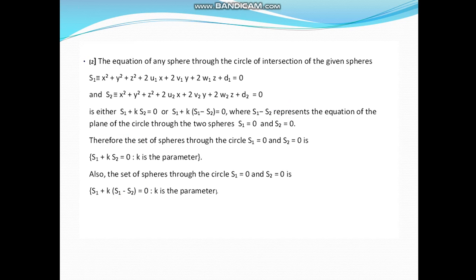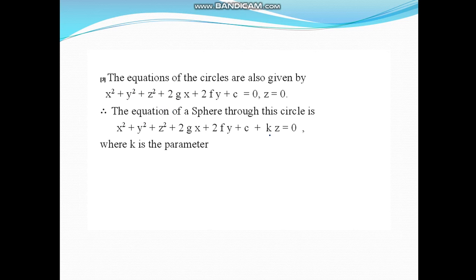Then next, the equation of a sphere through the circle of intersection of given spheres. Suppose we have the equations of two spheres given, and we have to find again a sphere which passes through the intersection of these two spheres. It is given by S1 plus KS2 equal to 0, or S1 plus K times S1 minus S2 equal to 0, where S1 minus S2 represents the equation of the plane of the circle through the spheres. Then number 3, the equations of circle are also given by this and this.